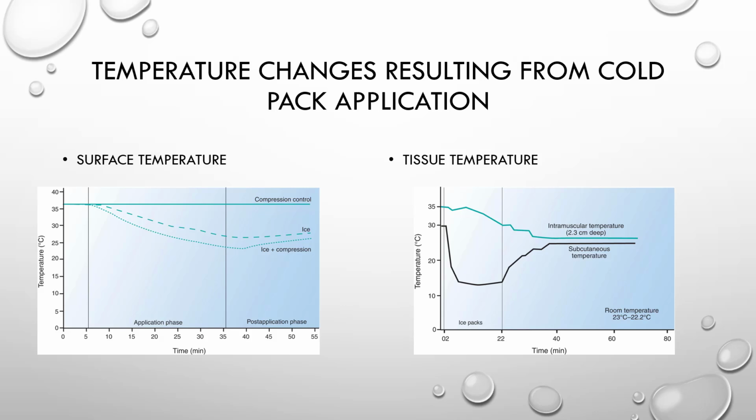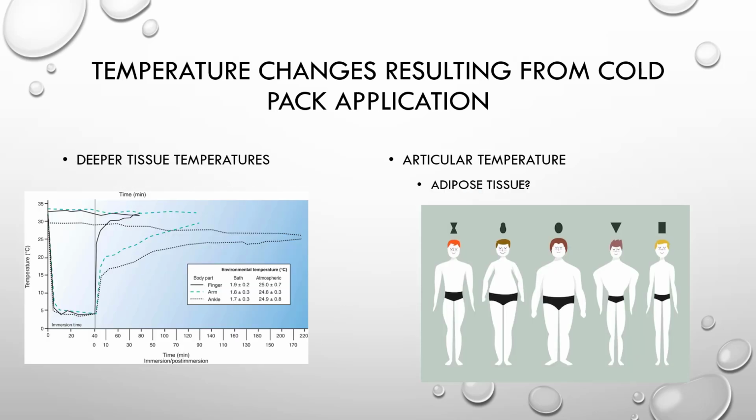The temperature changes resulting from cold pack applications include the surface temperature and the tissue temperature. For the surface temperature, repeated applications and the compression of the wrap over the cold pack can influence the surface temperature. The tissue temperature depends on the depth and the type of tissue that's involved. For the tissue temperature, there's a delayed response to cold. Additionally, deeper tissues are influenced by the amount of adipose tissue, and rewarming can take hours.